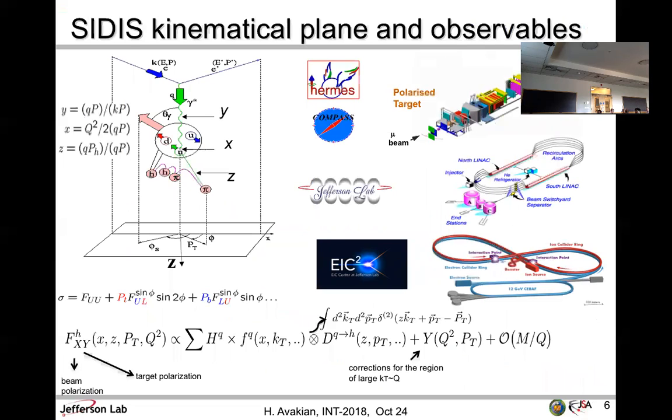The main SIDIS experiments in the game: COMPASS, which still has very important measurements and messages to bring. JLab will be measuring for the next 10 years. Right now we are focused more on the Electron-Ion Collider, but we have to remember that for 10 years we will be getting data from JLab, which we still have to understand. To some extent, the conclusions will also change the Electron-Ion Collider program.